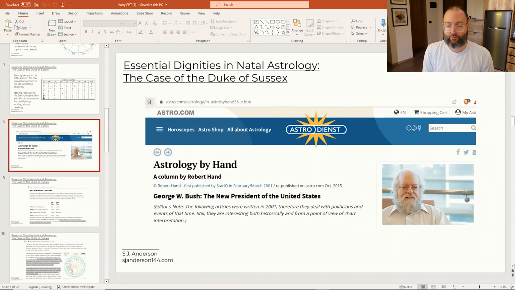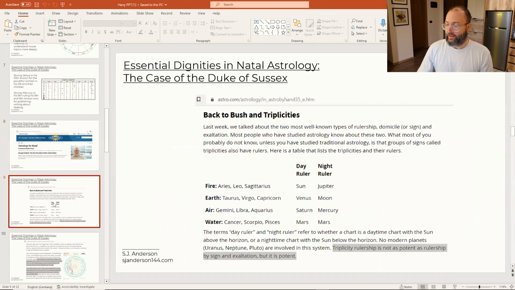I want to come to an article by Robert Hand, my favorite living astrologer. I think he deserves all the laudits and plaudits that we can give him, because he's an amazing astrologer. He was writing a series of articles in the early aughts for this site called Star IQ. And there was a series he did in March 2001 on George Bush, a series of articles. You can find these on astro.com. But I want to come to his article about Bush, and he has this section called Back to Bush and Triplicities, where Robert Hand uses these other dignities to break down Bush's chart and understand it more deeply.